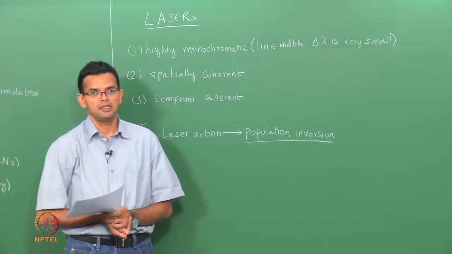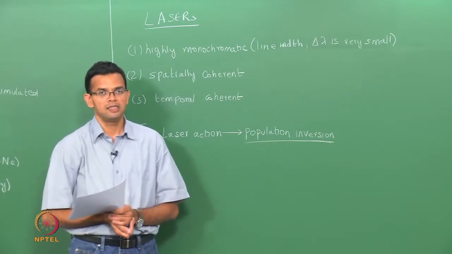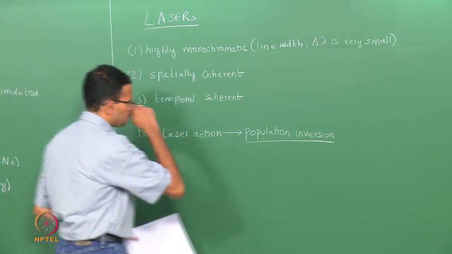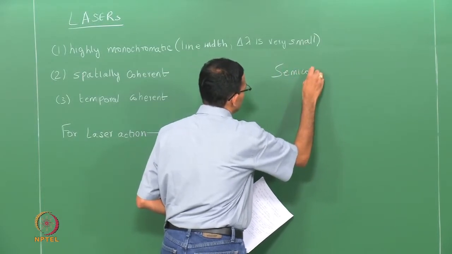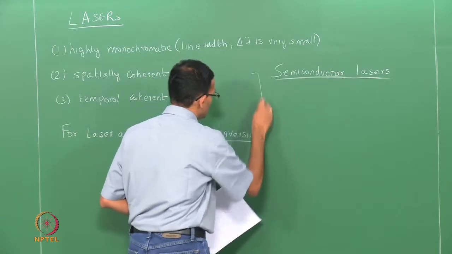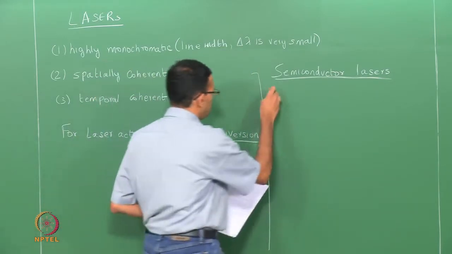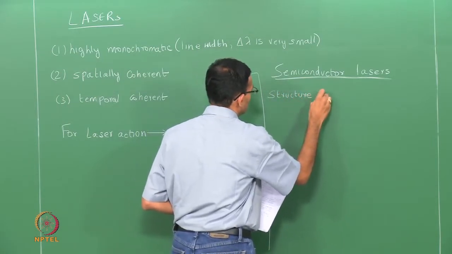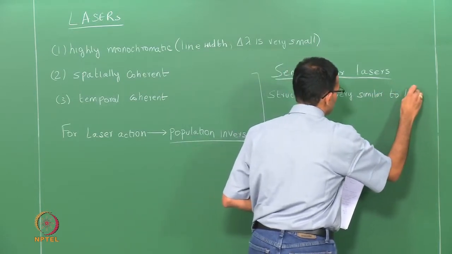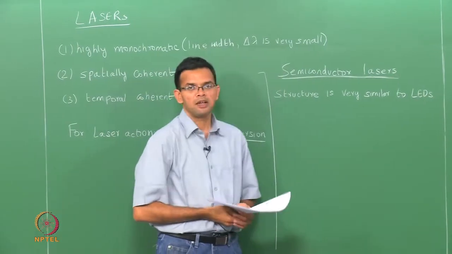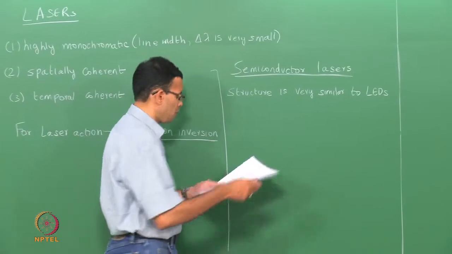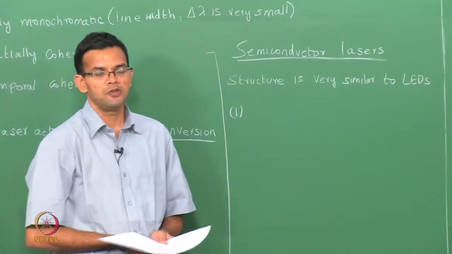In the case of semiconductor lasers, their structure is very similar to the LEDs that we saw before, but there are some important points to keep in mind when we talk about semiconductor lasers. But when we compare semiconductor lasers to lasers produced by other means, for example a gas based laser, there are some important differences. The first case, here the transition is between energy bands.